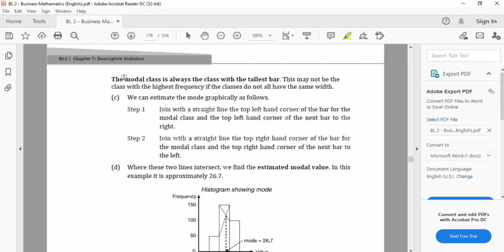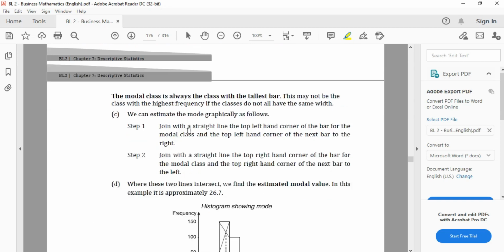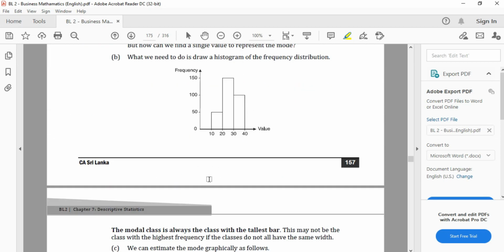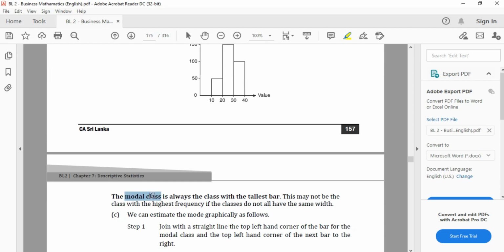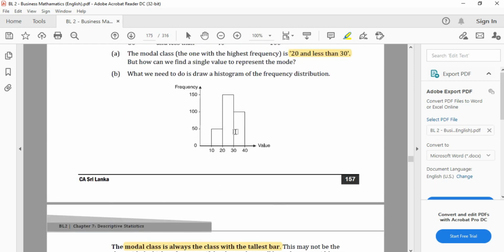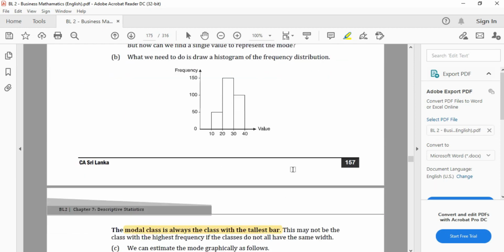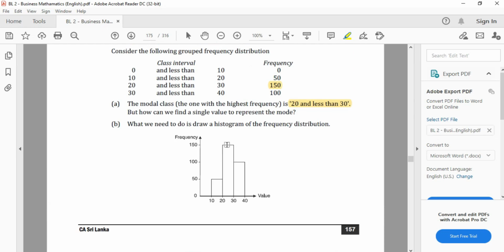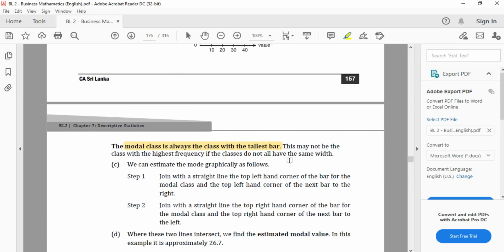So the modal class, the rule in finding it once you draw the histogram, is that the modal class is always the class with the tallest bar. What is the tallest bar? 20 to 30. You don't have to draw a bar to see that. You could actually pick it from here, but they are now trying to link it.